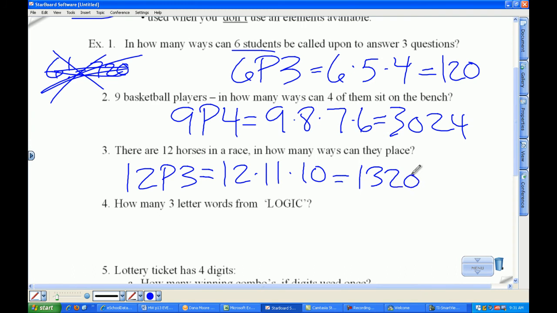How many 3-letter words from logic? Now, we had QWER on the last screen. We used all 4 of the letters, so we just did 4 factorial. Here, we're not using up every single letter. There are 5 letters. We're only going to pick 3 of them. So that's 5 times 4 times 3, which is 60.